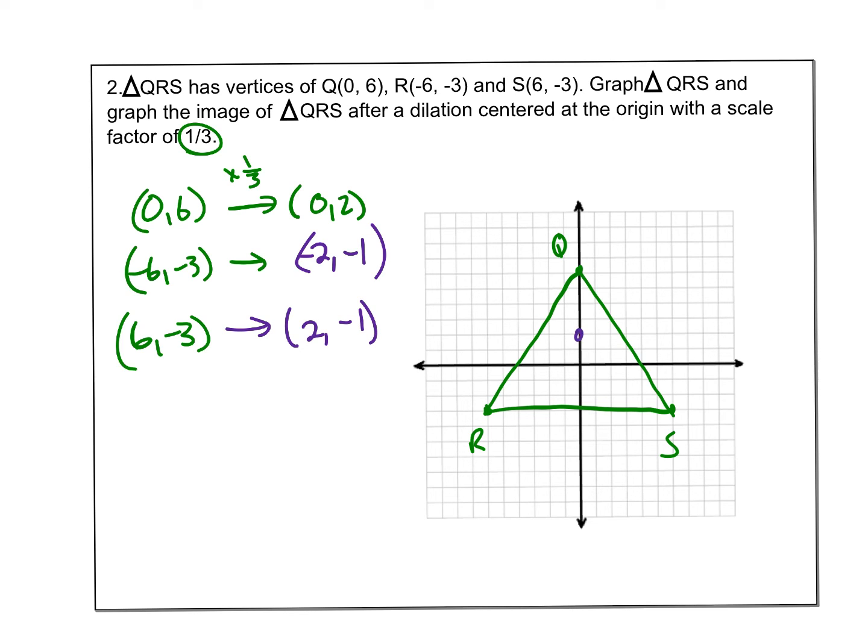So my new triangle, 0, 2. There's my new Q. Negative 2, negative 1. There's my new R. 2, negative 1. There's my new S. There's my new point. And that's it. That's all I'm doing. So dilated by a factor of 1/3 means it got smaller, and that should make sense.